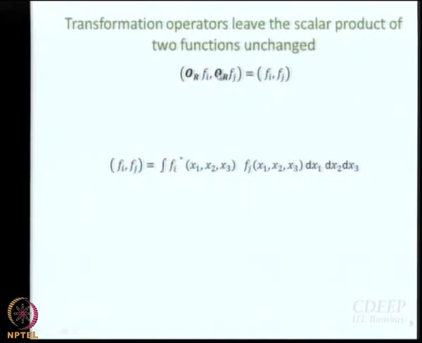So, what I am now saying is that the scalar product of OR Fi and OR Fj is the same as the scalar product of Fi and Fj. Understand? Let us prove that. You agree with this? Fi star in terms of x1, x2, x3 is OR Fi star in terms of x1 dash, x2 dash, x3 dash. Transformed function in transformed coordinates is the same as original function in original coordinates, right.